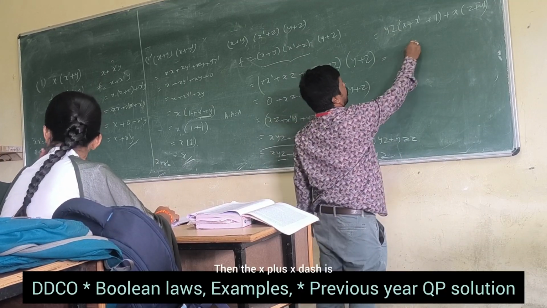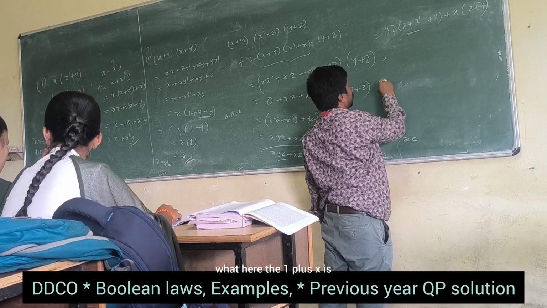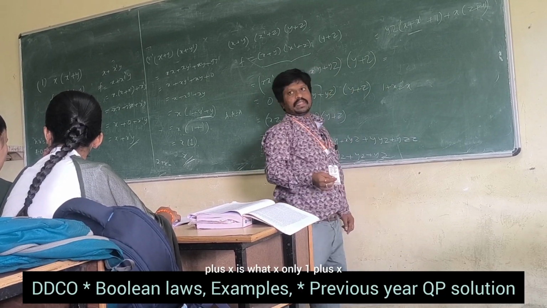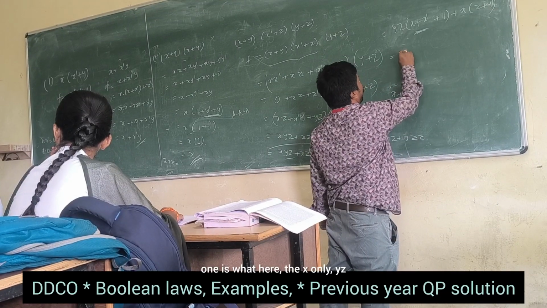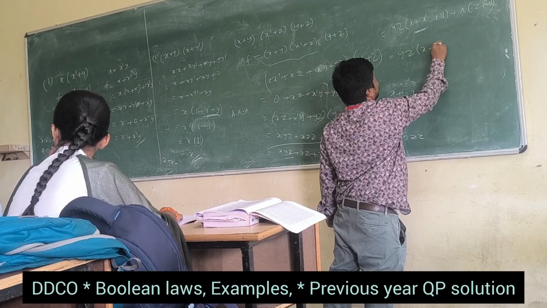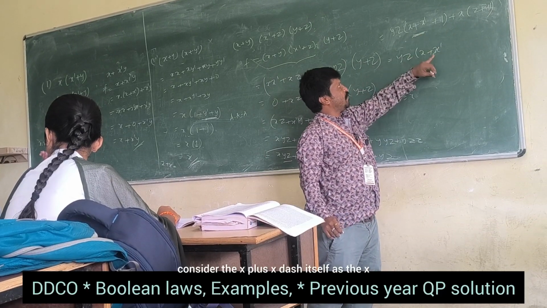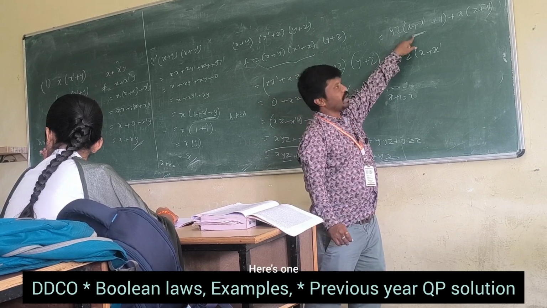Okay, then the x plus x dash is what here, the complete term is 1. Then 1 plus x is what? X only. 1 plus x is considered as x plus 1, what is it here? The x only. Yz x plus x dash, because I am considering the x plus x dash itself as the x. Okay, complete two terms.